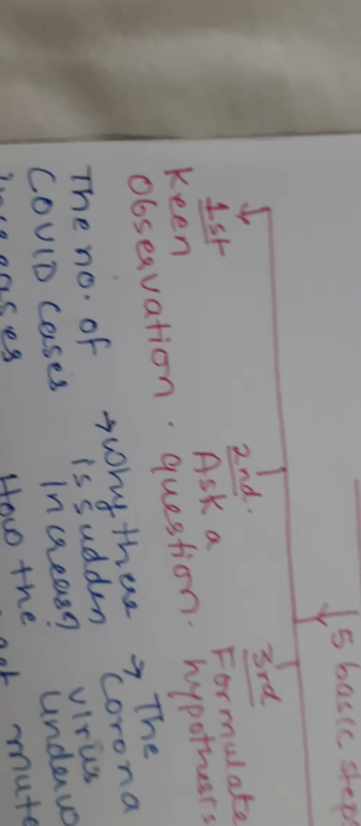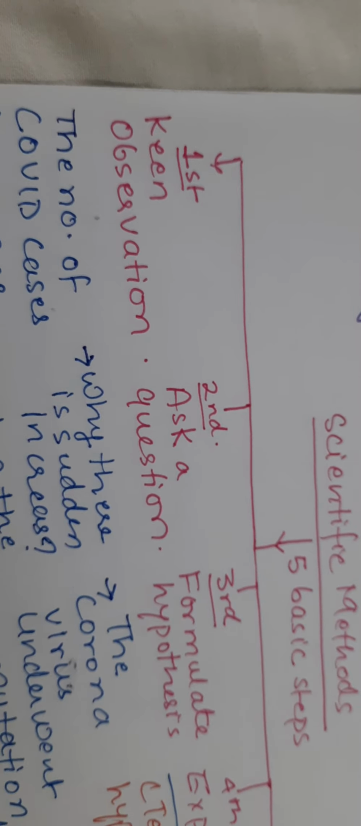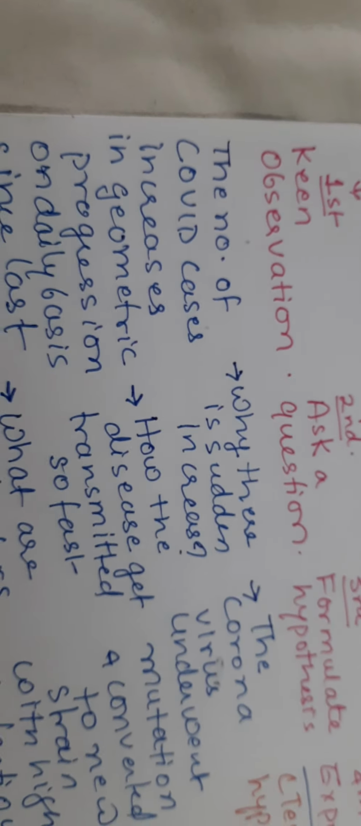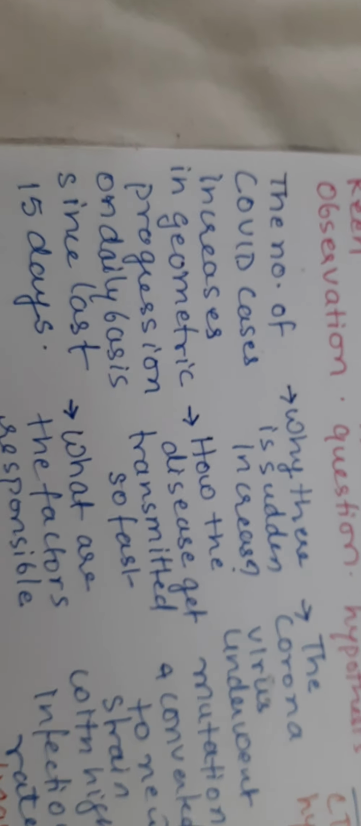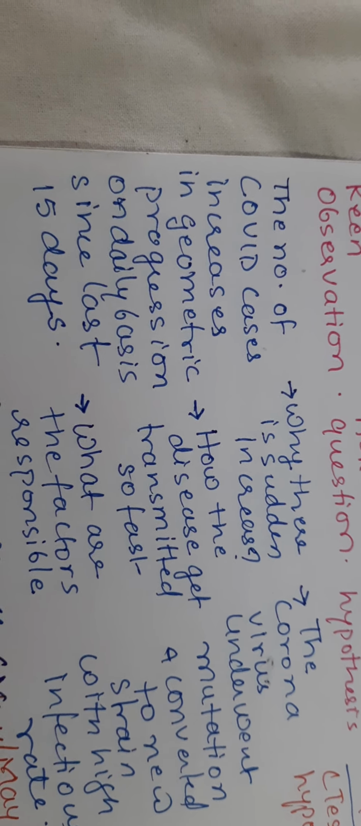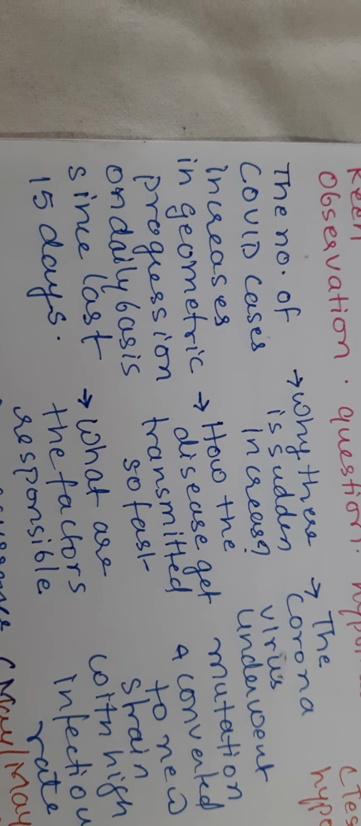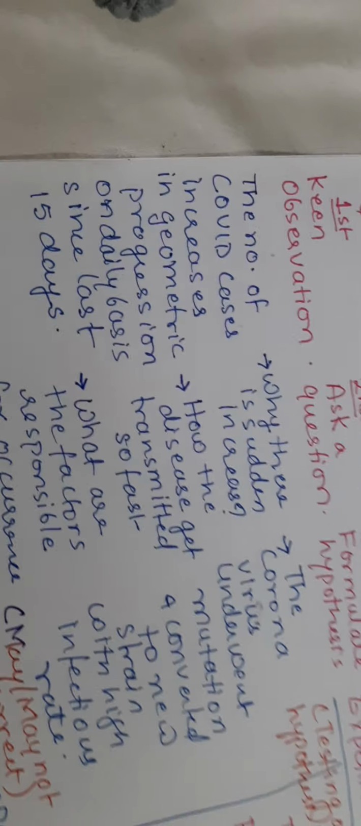Now first is the keen observation. So we'll go by example. It is better for you to understand. Like suppose nowadays the general observation is that the number of COVID cases increases in geometric progression on a daily basis since the last 15 days. So this is the general observation that we see.